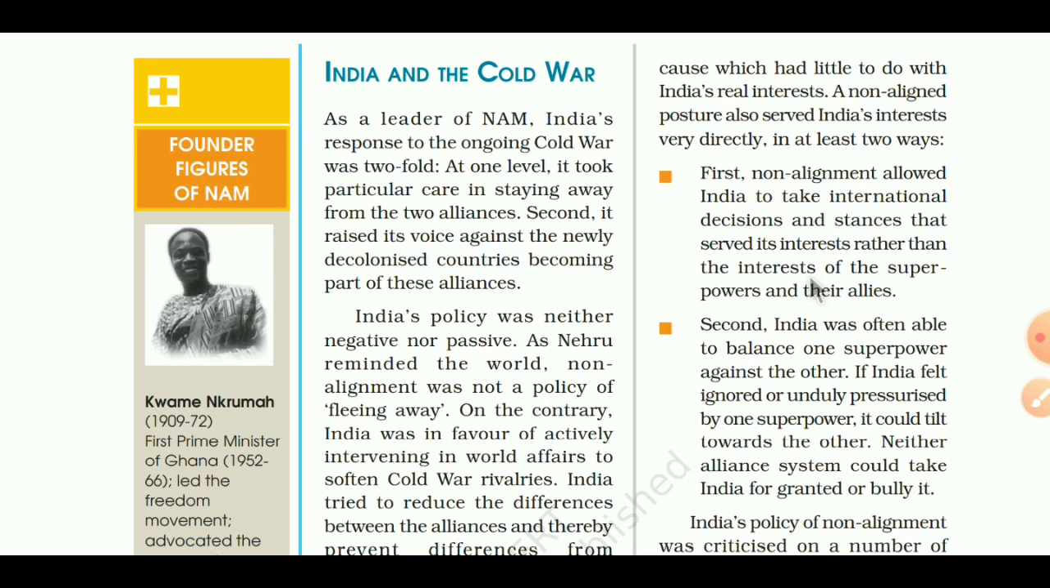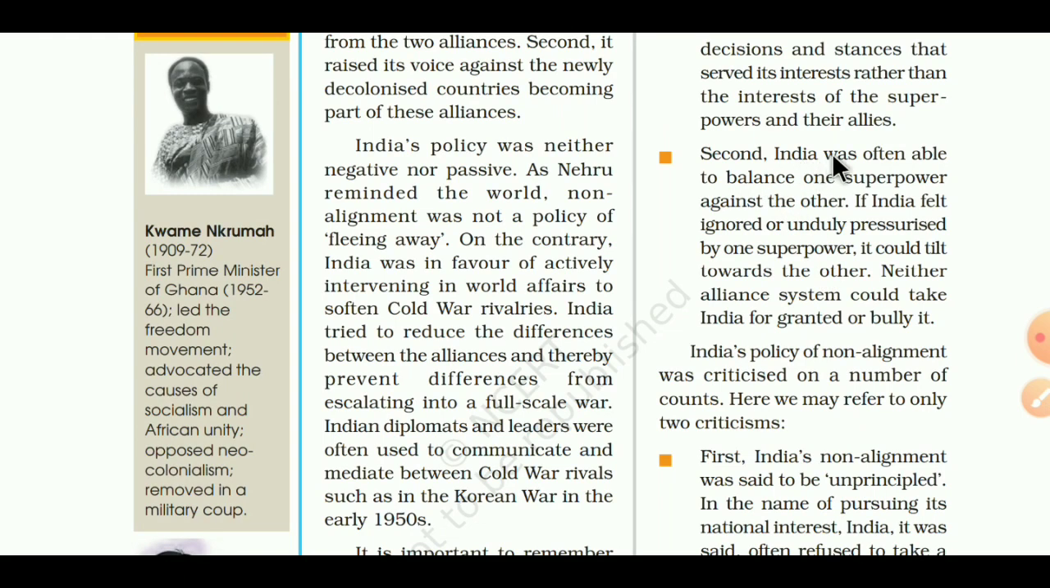And we have seen the recent Ukraine-Russia war. In the Ukraine-Russia crisis, many things happened. Many Western countries told India to boycott or sanction Russia, but India sided with neither of them. So these things are very much important. Second, India was often able to balance one superpower against the other. India has already balanced, and is now also balancing, the USA and Russia, NATO and Russia. Everything is balanced.